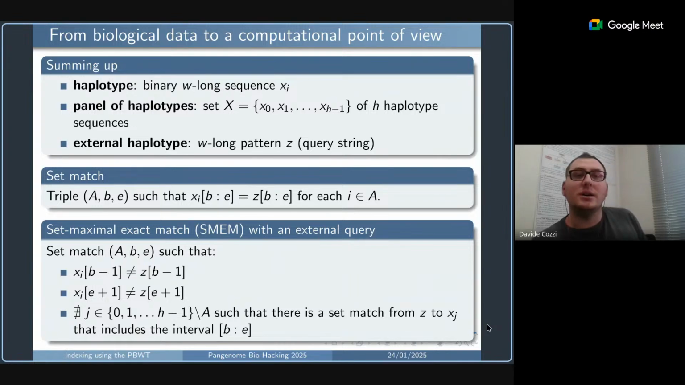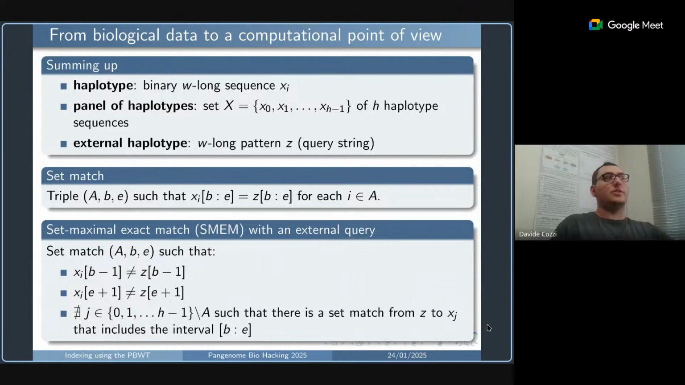So we are studying haplotypes as binary W-long sequences. A panel of haplotypes is just a set of these haplotype sequences. And we are interested in an external haplotype that has the same length as any other haplotype in our reference panel.